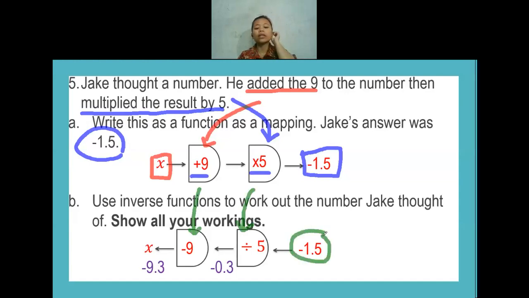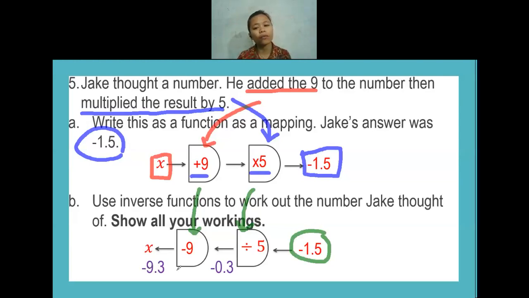So we have -1.5 divided by 5. The result is -0.3. After that, the next thing we have to do is subtract 9. -0.3 minus 9 is equal to -9.3.